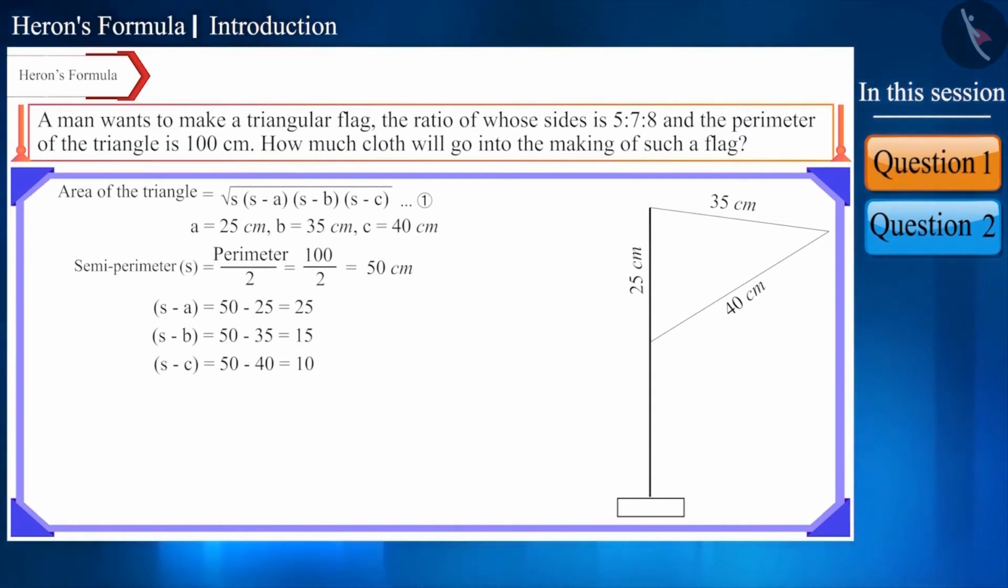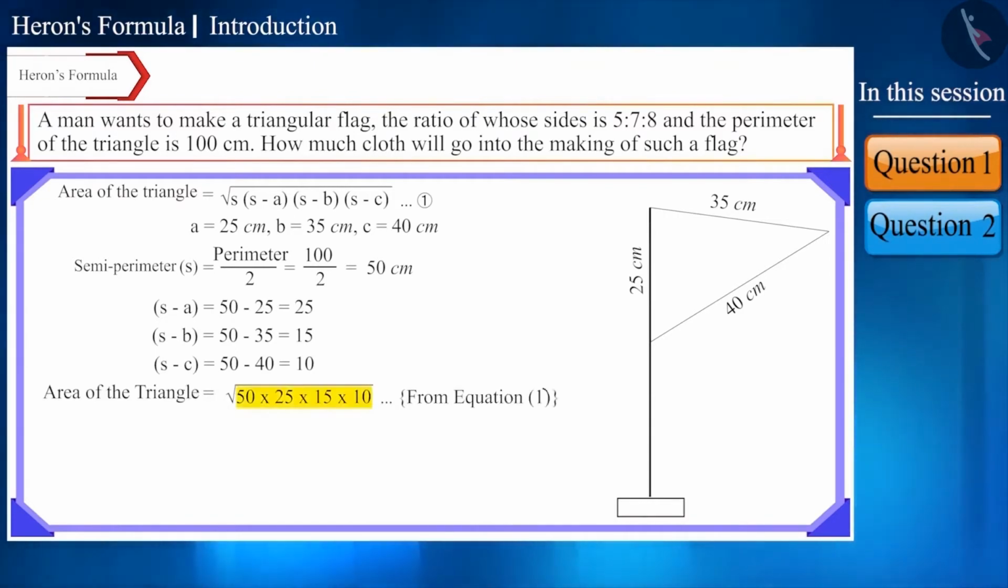Now, we will find the area using Heron's formula. Friends, as you can see, this is a very big figure and we still have to find its square root. In such cases, it's easy to find the square root by writing it in the form of factors. Here, we can write 50 as 5 multiplied by 5 multiplied by 2, 25 as 5 multiplied by 5, 15 as 5 multiplied by 3, and 10 as 5 multiplied by 2.